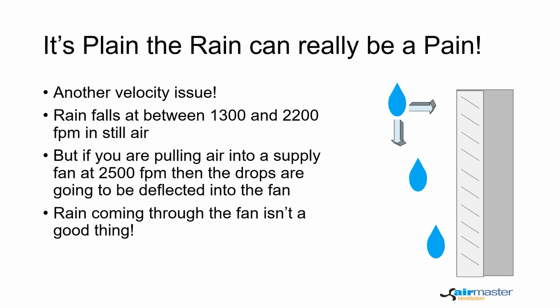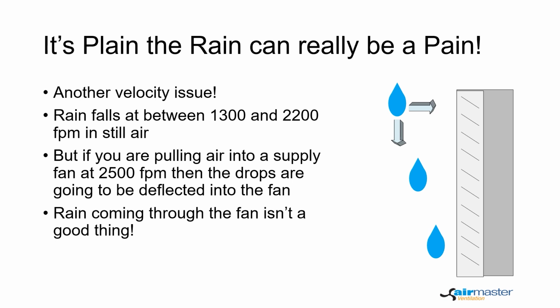Falling rain travels between 1,300 and 2,200 feet per minute in still air. If, however, the air in which the rain is passing is being pulled into a fan, then the rain is going to be dragged into the fan as well, which is, needless to say, not a good thing. This is a consideration for supply units.